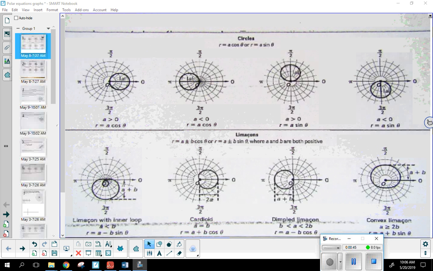Like I said, we'll be able to talk about definitely circles and limacons. In fact, I'll help you identify what type of limacon we're dealing with today. And tomorrow we'll graph maybe one or two, and then we'll talk about some roses. Probably won't be able to graph any, but at least I'll be able to help you identify what's going to be happening, because there is a problem like that on your review.